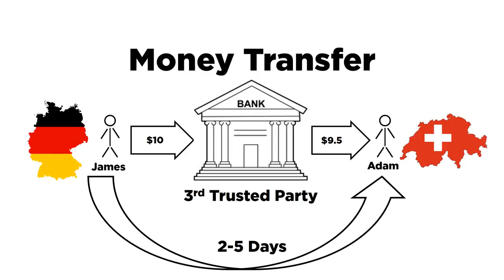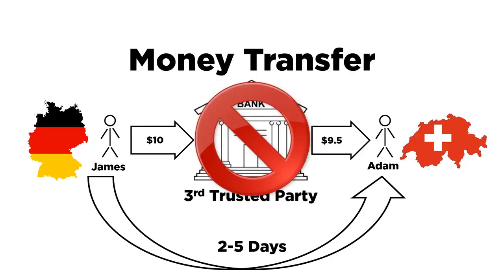Blockchain, on the other hand, does three things. 1. It removes the third party from money transfer. 2. The transfer takes almost no time at all. And 3. It's cheaper.